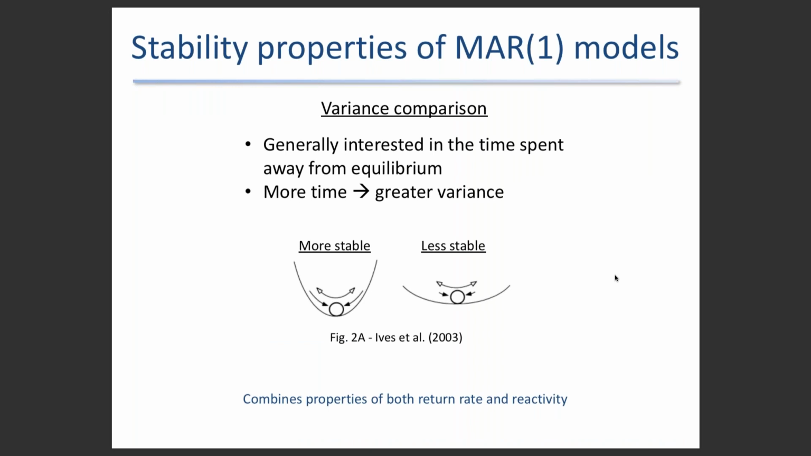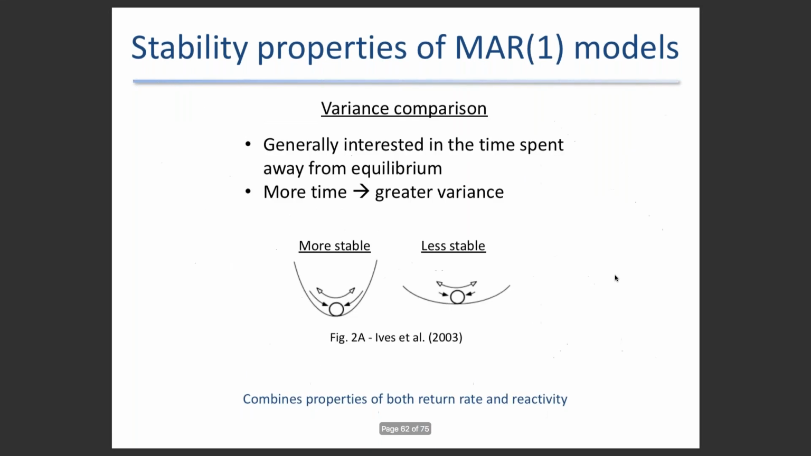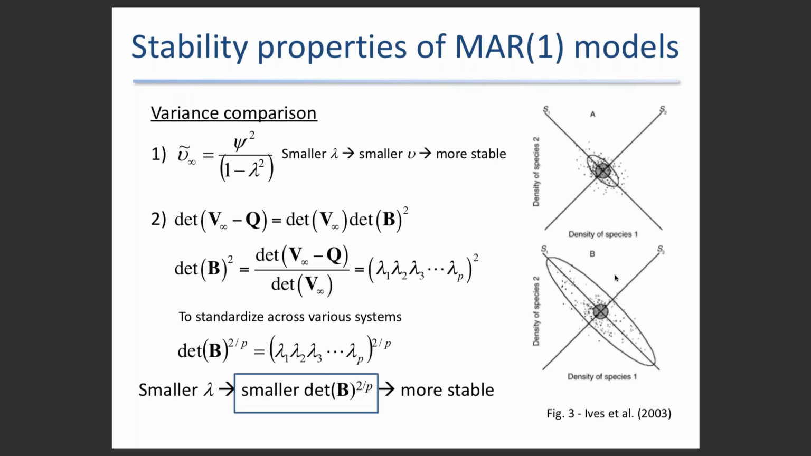Okay, and variance comparison. This is a different way to quantify the variance of the system. The point here again is that the parameter that's important is the B matrix. And it's basically in pretty much all of these metrics, it's that B matrix that is quantifying the stability.